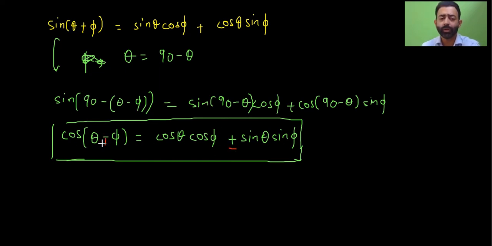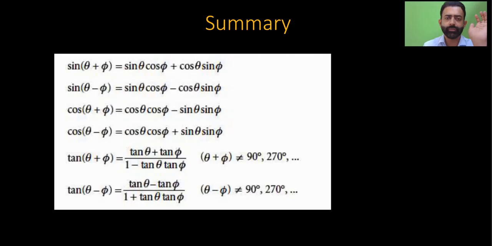So in cos this sign will be reversed. If it is minus, it is plus. If it is plus, it is minus, right? So we have derived 4 formulas from one basic formula. Similarly, we can derive the formulas for tan theta minus phi and tan theta plus phi by writing tan as sine upon cos. So here we have these 6 basic formulas.